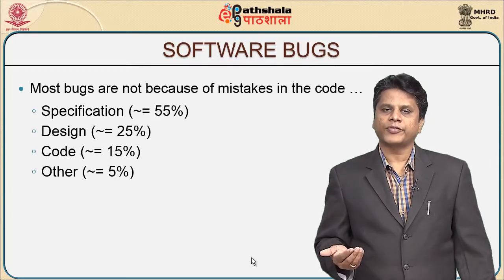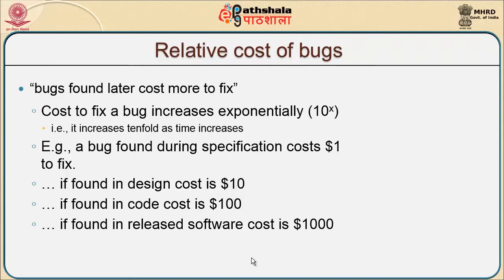with only 5%. After having found the faults in the software, now mapping it with the cost, how much would it cost when we try to execute the faulty software? So, the relative cost of bugs found later costs more to fix. The cost to fix a bug increases exponentially, 10 to the power of x, that is, it is tenfold as time increases.